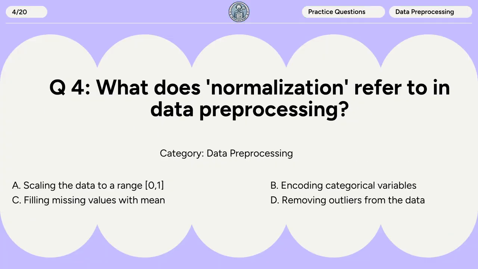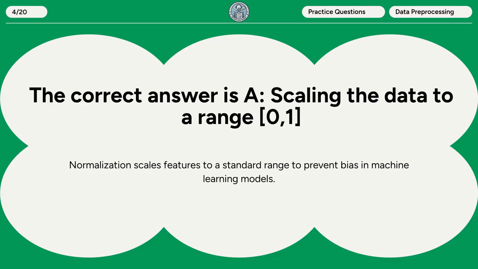Question 4. What does normalization refer to in data preprocessing? A. Scaling the data to a range of 0, 1. B. Encoding categorical variables. C. Filling missing values with mean. D. Removing outliers from the data. The correct answer is A. Scaling the data to a range of 0, 1. Normalization scales features to a standard range to prevent bias in machine learning models.